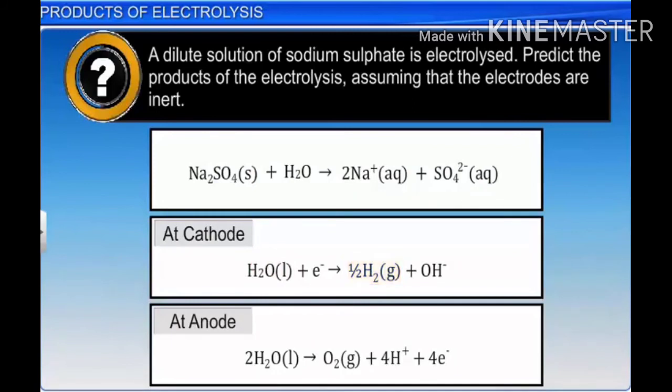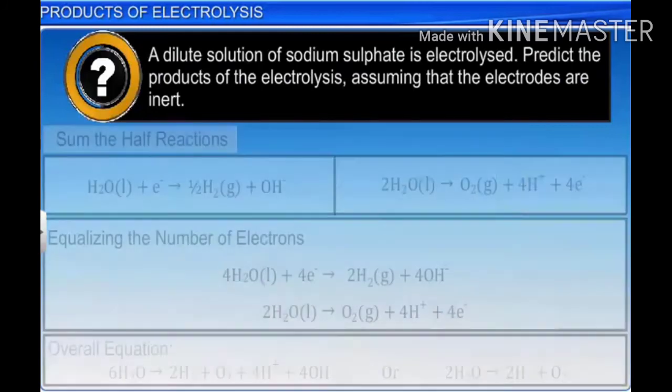At the anode, it is easier to oxidize water than the sulfate ion, since the standard reduction potential for water is less than that of sulfate ions. Water will oxidize to produce oxygen gas.